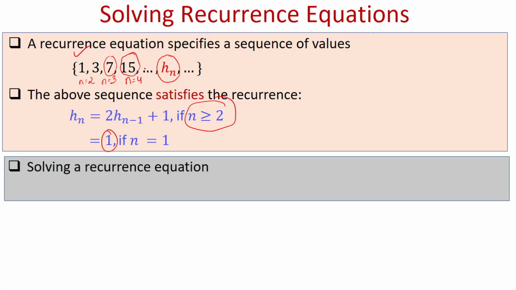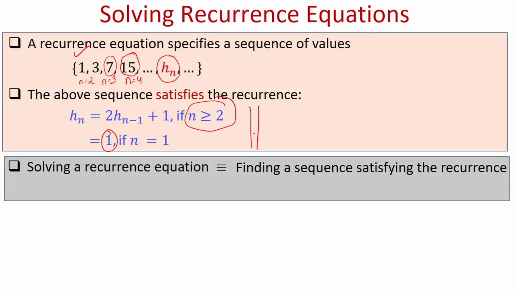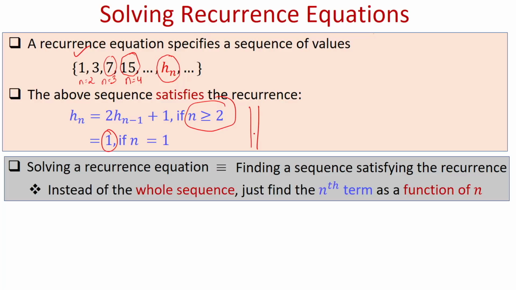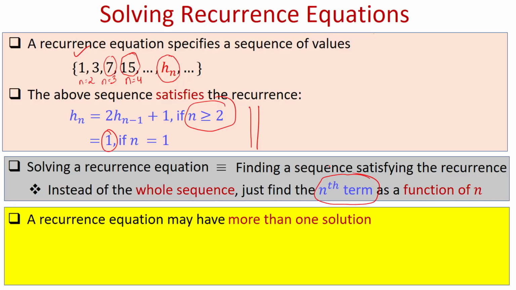Now, solving a recurrence equation means that if someone gives me a recurrence equation and does not give me the infinite sequence, then solving it basically means finding the sequence which satisfies that recurrence condition. If someone tells me to solve this recurrence equation without telling me the infinite sequence, my goal will be to find out that infinite sequence. But I won't be finding the whole sequence because it is infinite. Instead, I will just find the closed form formula for the nth term of that sequence as a function of n. That's what I mean by solving a recurrence equation.